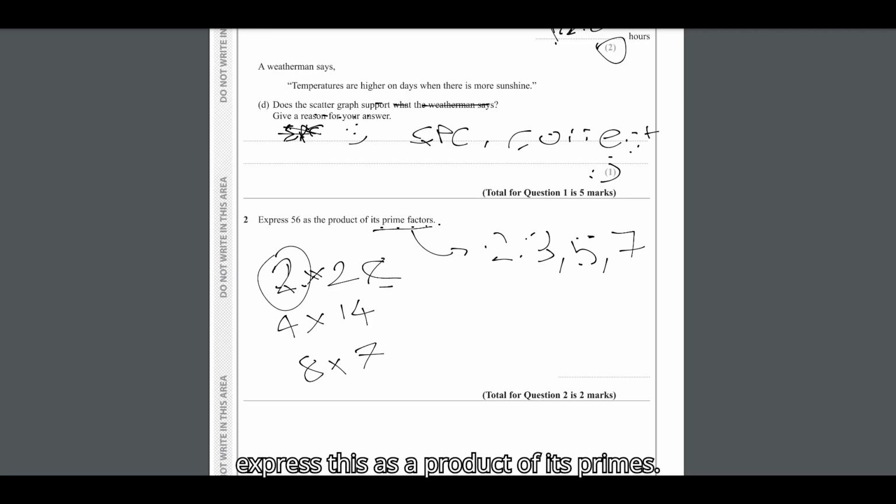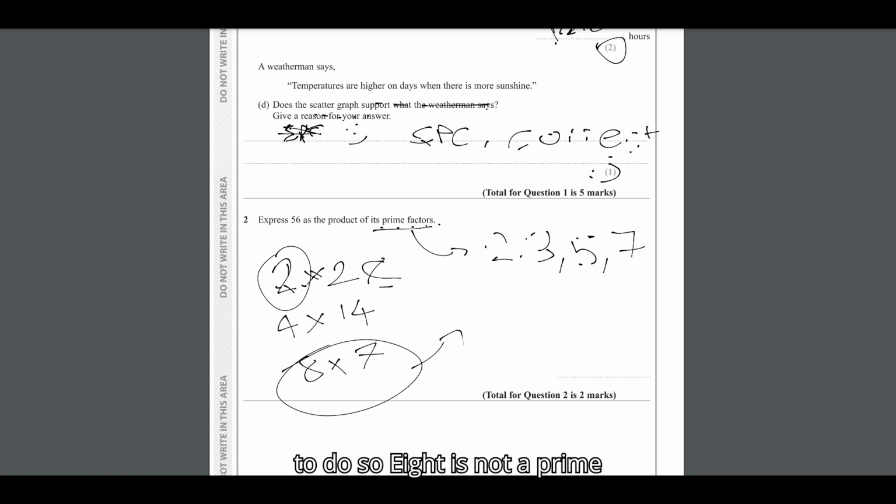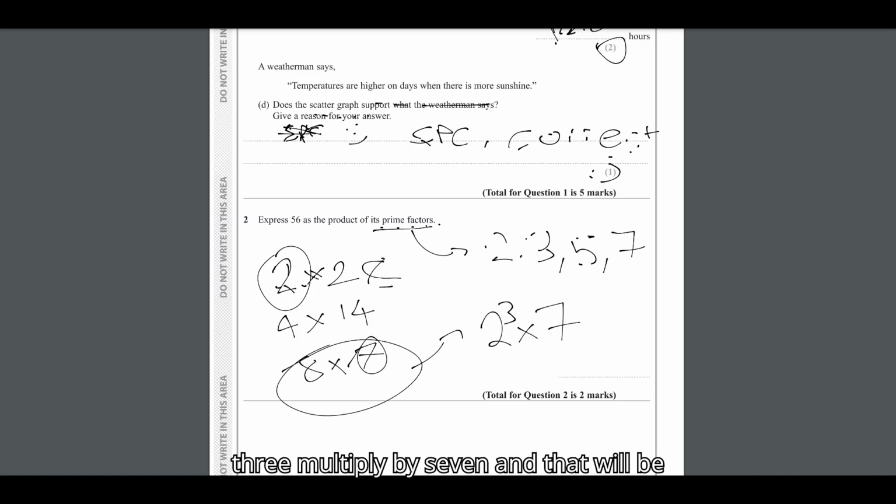So we want to express this as a product of its primes. You can choose any of these multiples. To make it easier for you, I'll choose 8 and 7 as it's the easiest one to do. So 8 is not a prime factor, however 7 is. So we leave 7 as it is, so we don't touch 7. However, 8 is a multiple of 2, and 8 is 2 three times when you cube 2. Hence, the product of its primes would be 2 to the power of 3 multiplied by 7, and that will be your answer.